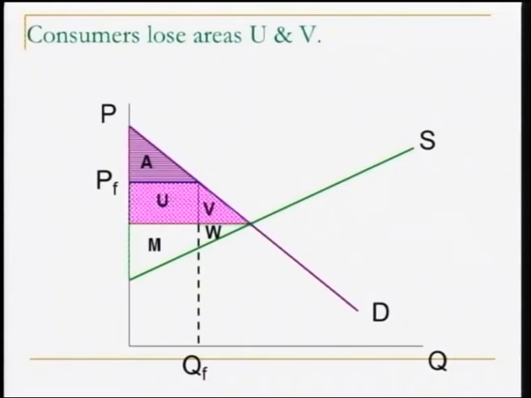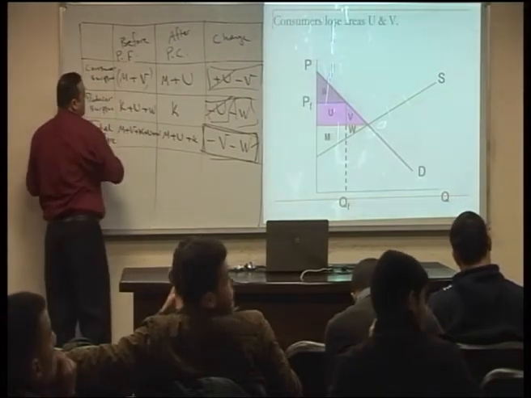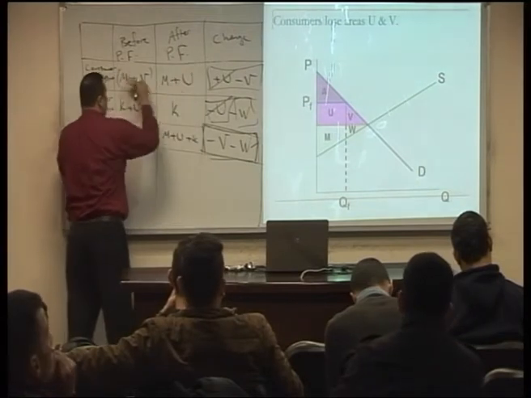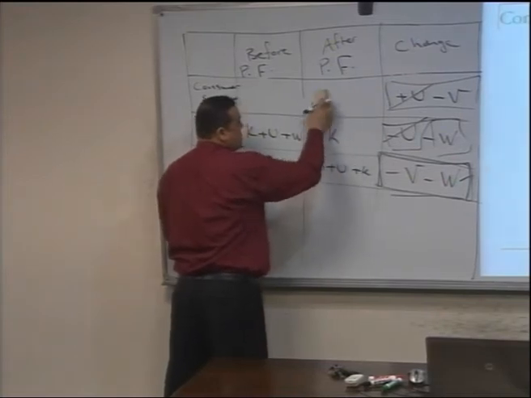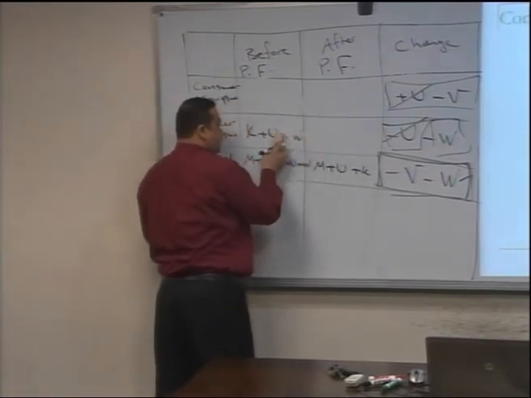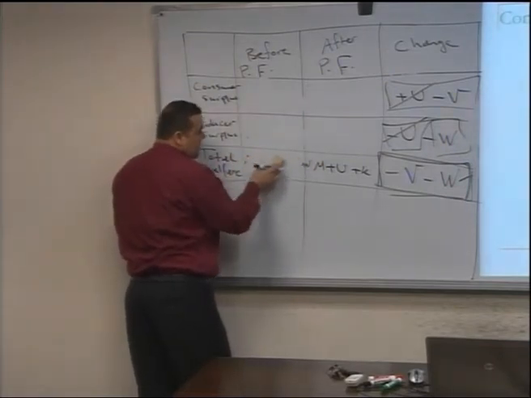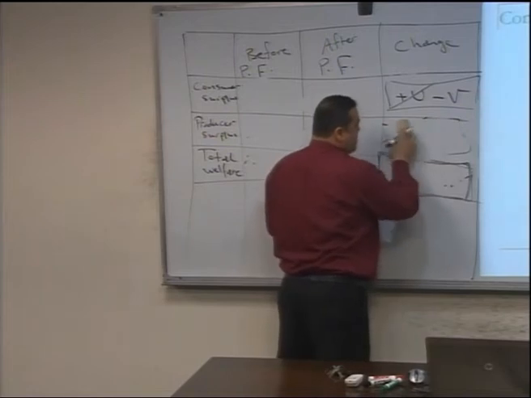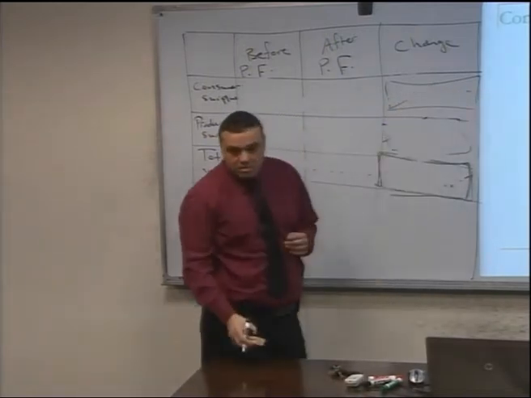Here, as you see, we're talking about the price floor, PF. After the price floor, let's analyze the consumer and producer surplus before and after imposing this policy, and the final effect on the economy as a whole, or the social welfare as a whole.